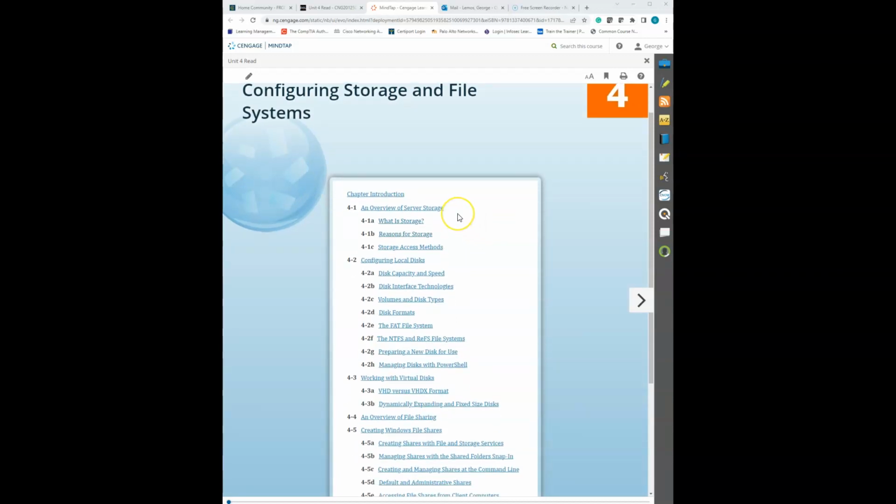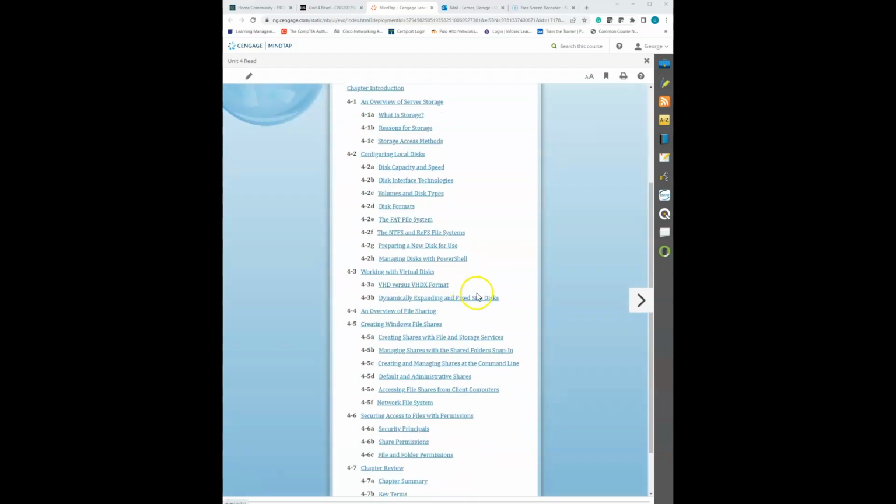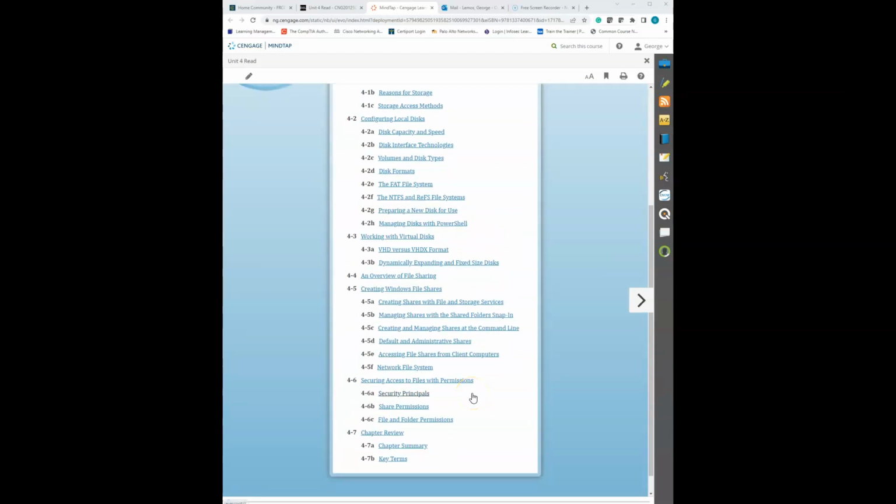Let's see, so we're going to be looking at server storage overview, what is storage, reasons for storage, storage access methods, disk capacity, disk interface technologies, volumes, disk types, disk formats, FAT, NTFS, ReFS, preparing new disks, so like replacement disks, managing disks in PowerShell, working with virtual disks, dynamically expanding files of disks.